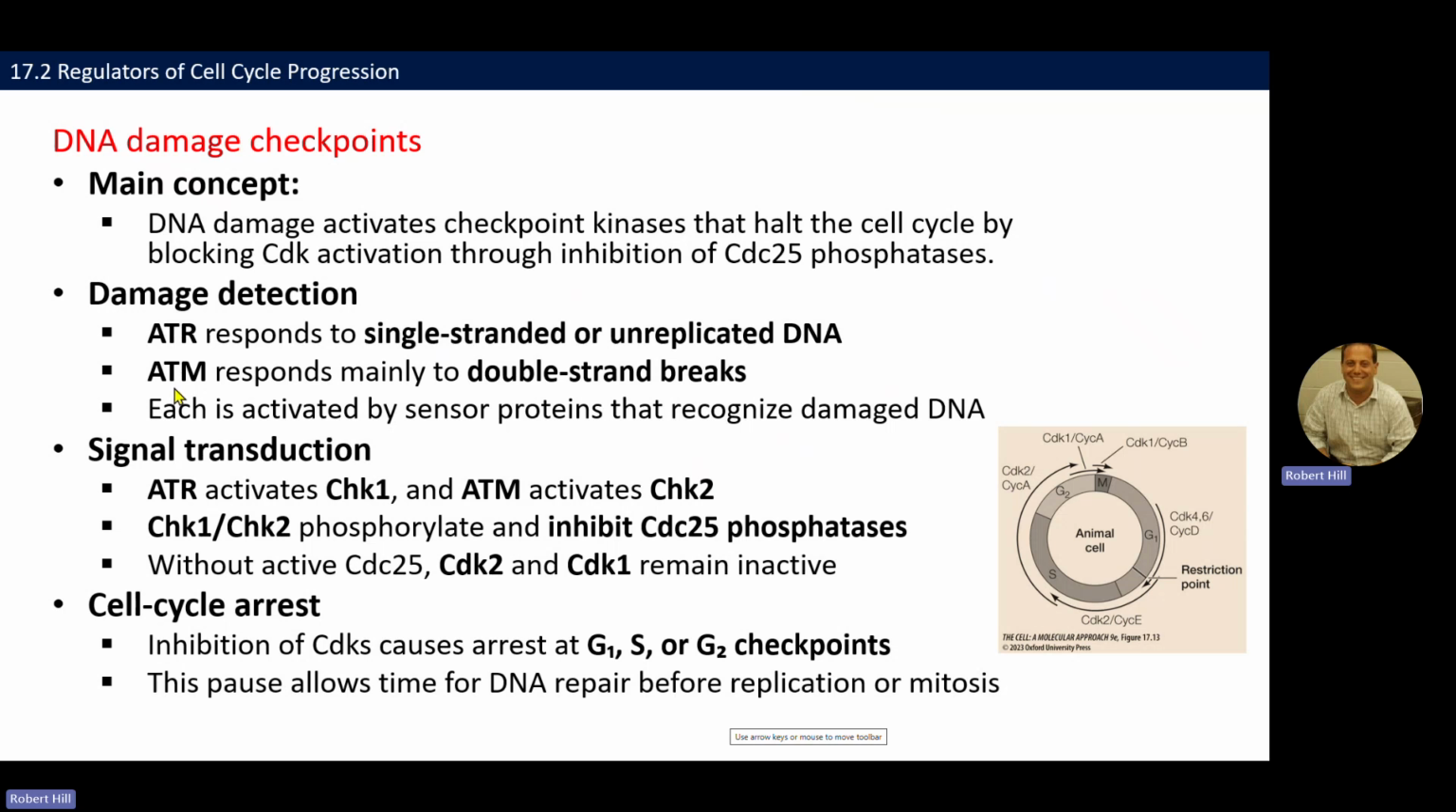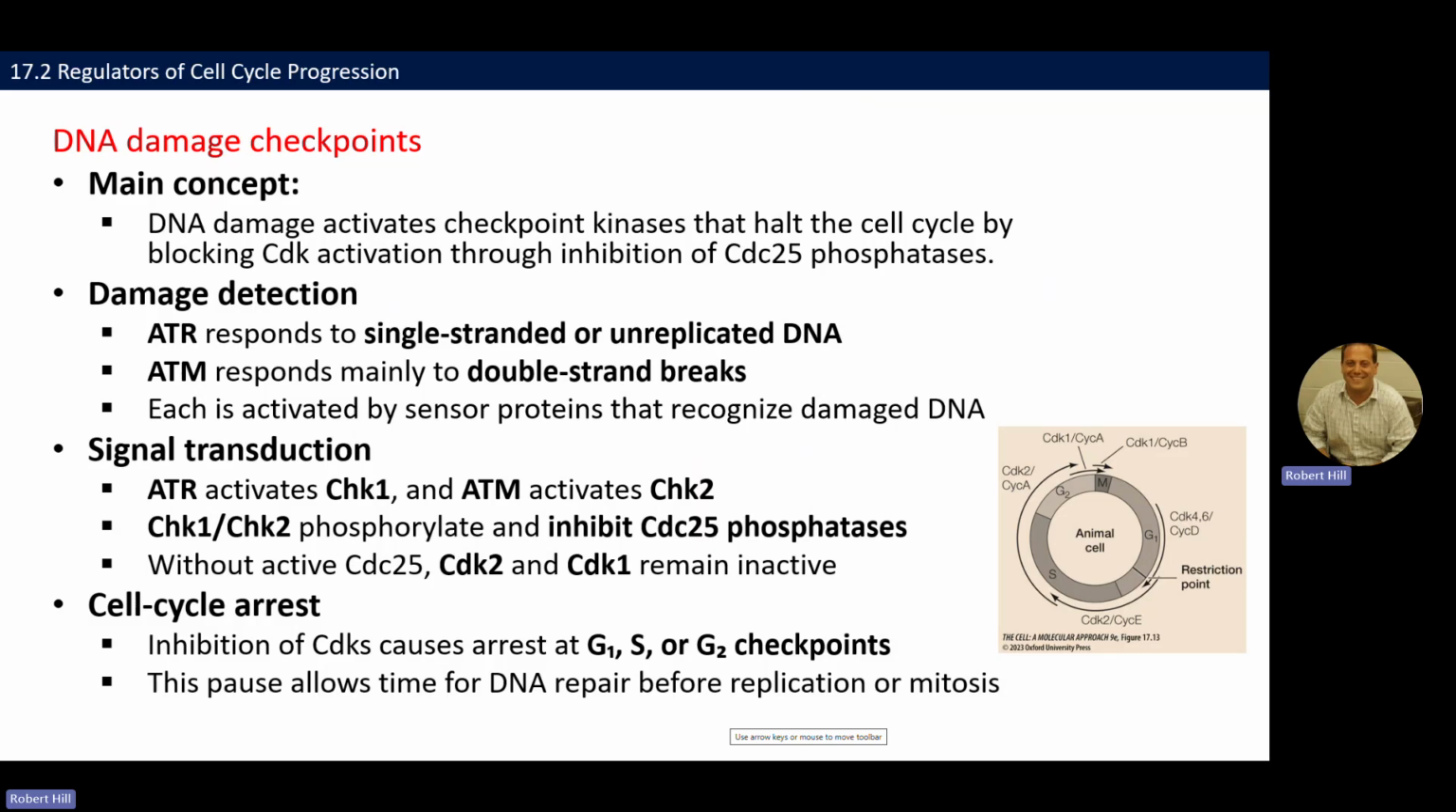All right. So on to ATM and ATR here, specifically the DNA damage detection and checkpoints. So how is DNA damage detected? The cell cycle includes these built-in safety systems that monitor DNA integrity. And two proteins in particular, ATR and ATM, which are both kinases, can detect different types of damage. ATR responds to single-stranded or replicated DNA or unreplicated DNA, while ATM responds to double-stranded breaks.